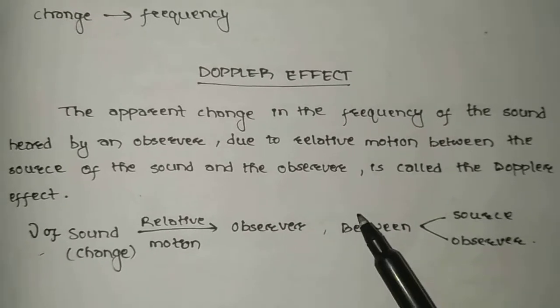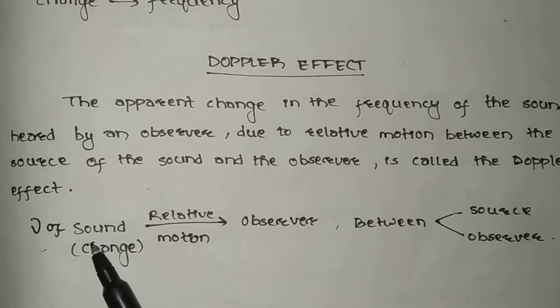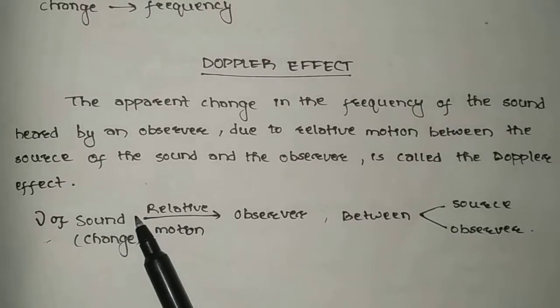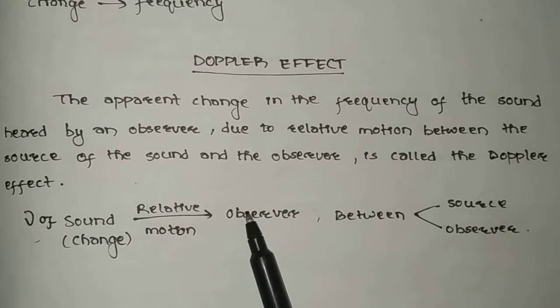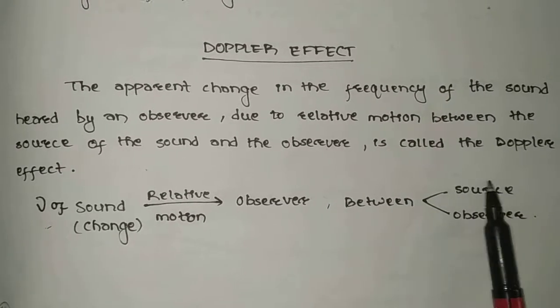First of all, I would like to explain what the Doppler effect is. The Doppler effect is the apparent change in the frequency of sound heard by an observer due to relative motion between the source and the observer.